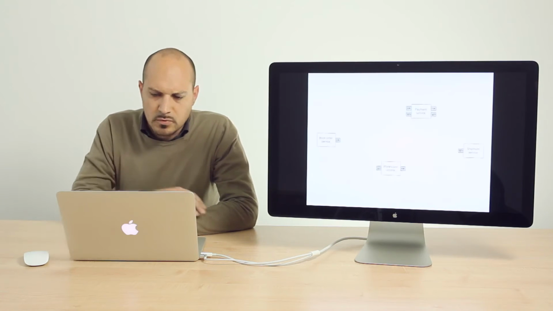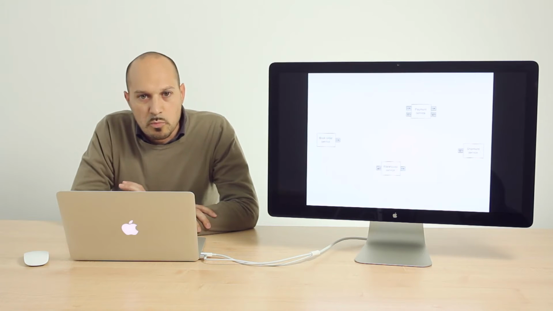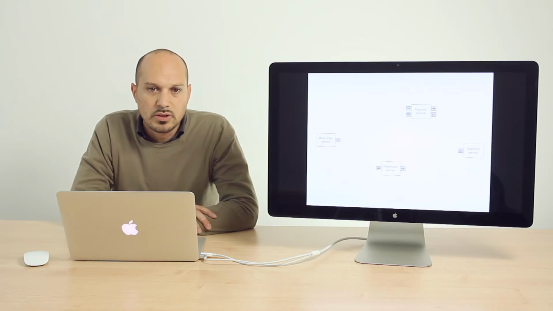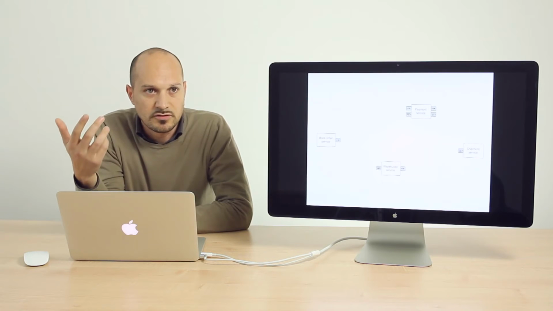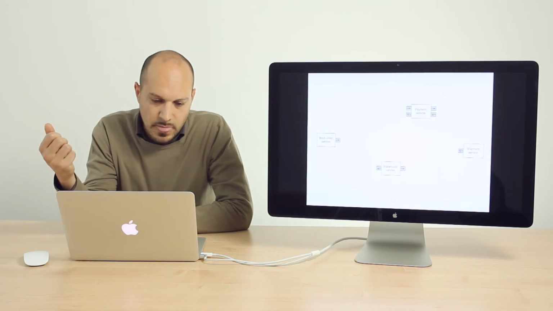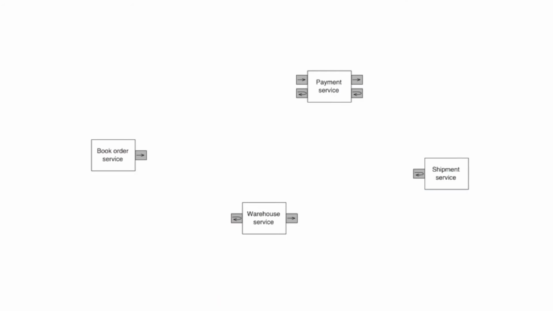So what does it mean to compose web services now? What do we want to understand in this class? Essentially, we want to understand how to develop something new out of a set of given web services. For example, here we have four web services, just randomly chosen. We have a book order web service, a payment service, a warehouse service, and a last service, a shipment service.